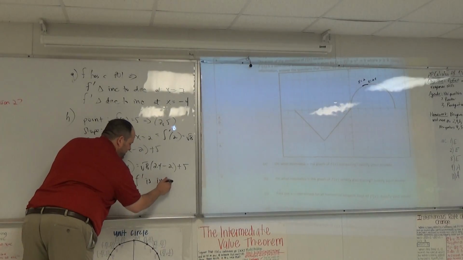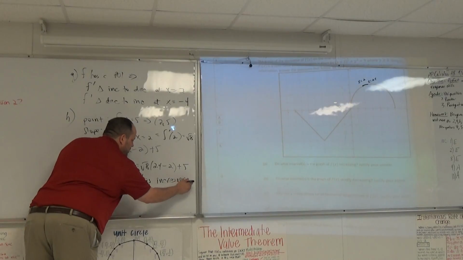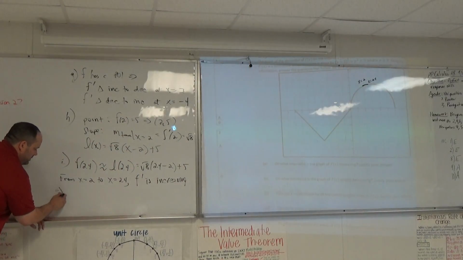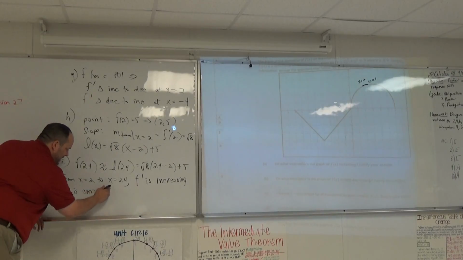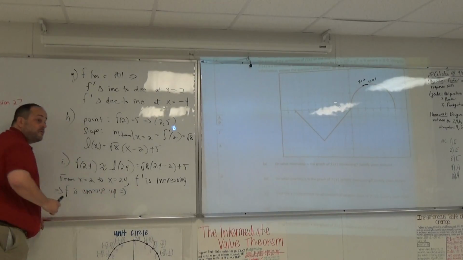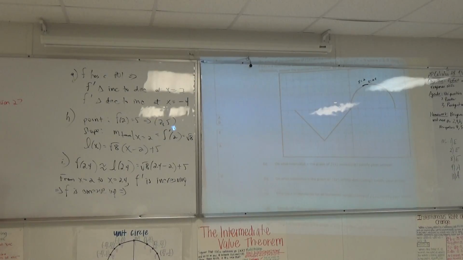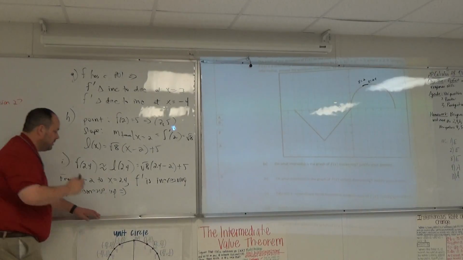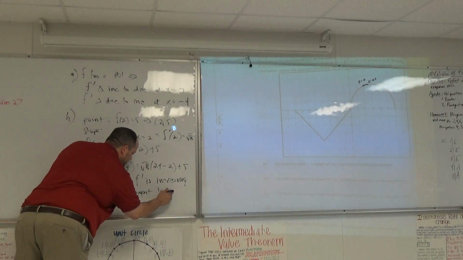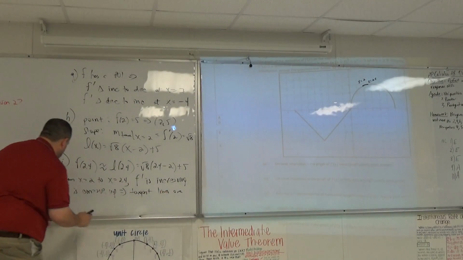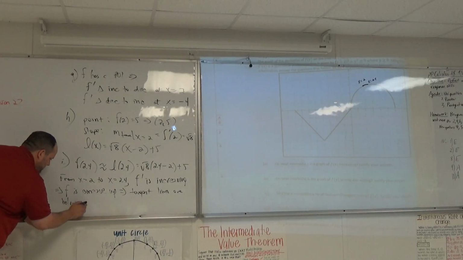F prime is increasing. What does that tell us about the concavity of F? F is concave up. Now, I care about the concavity for a reason. That tells me something. If my graph is concave up, those tangent lines are going to be below the graph. So tangent lines are below the graph, and so your estimate?